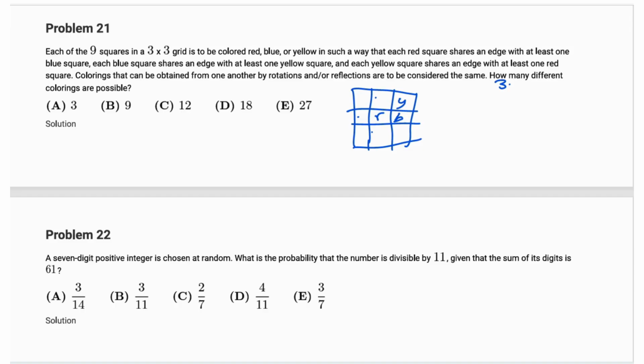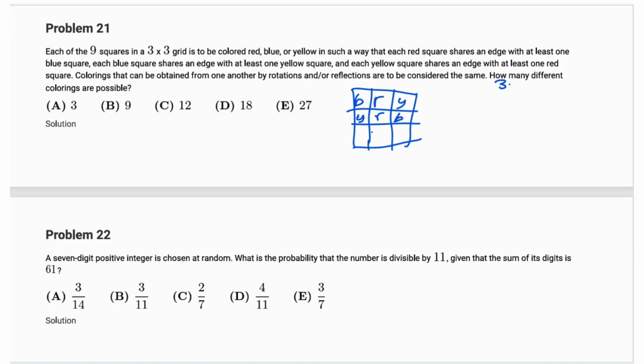And now we know that the yellow must share an edge with the red, which means that here must be red. And then red must share an edge with the blue, so here we have to have blue. And then blue has to share an edge with yellow, and so this is yellow. And now we have fixed our top 2 rows. And so for the bottom row, we can do casework on the middle square.